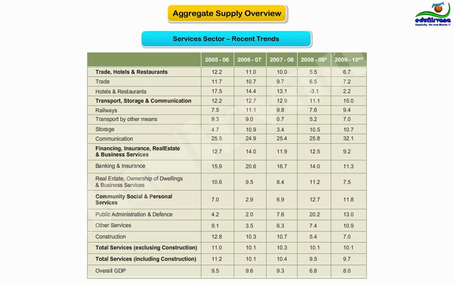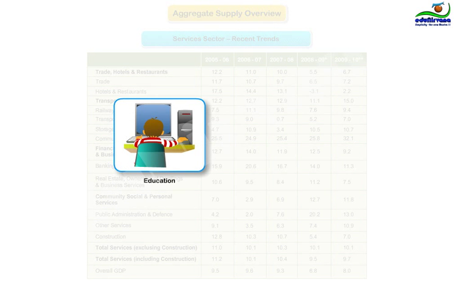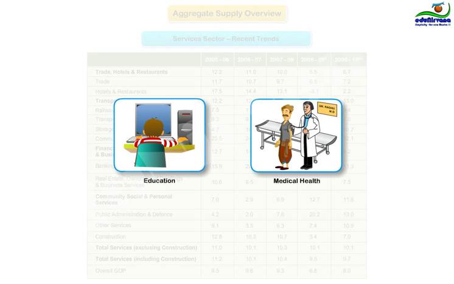Among other services, the two important ones in terms of share of GDP are education and medical health, with the former growing at 13.9% and the latter at 5.3% in 2009-2010. All other services are of minor importance in India's GDP.